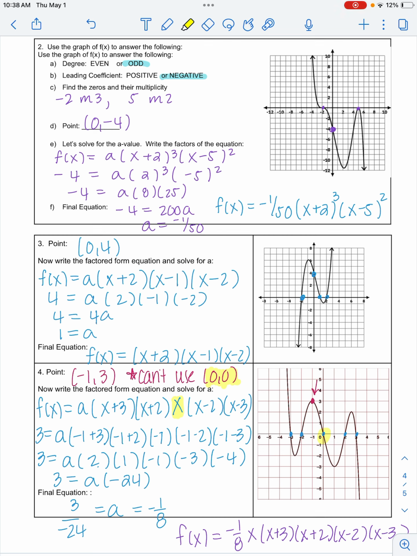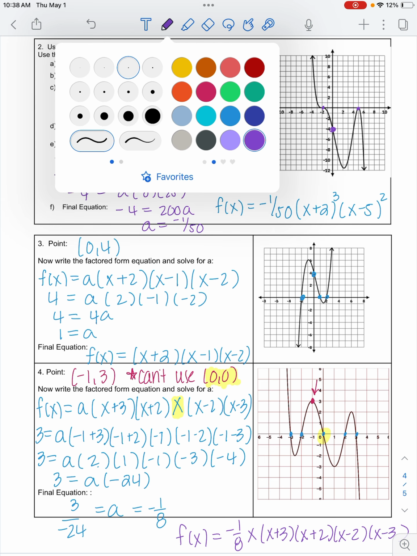So you can't use (0, 0) as one of your points. You can't use one of your zeros, otherwise the entire function is going to be 0. That's the whole point. So if your y-intercept is 0, this is going to be a time where you have to choose a different point.